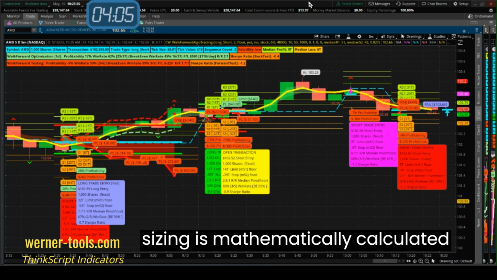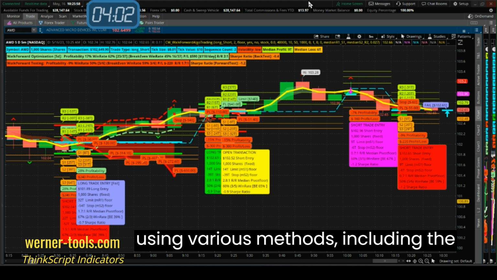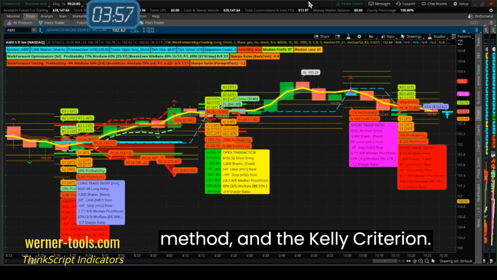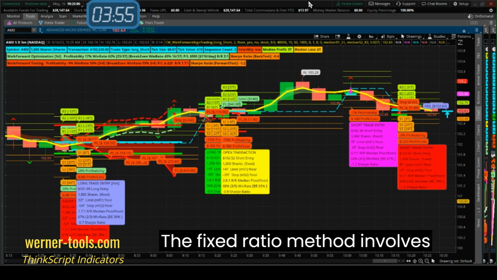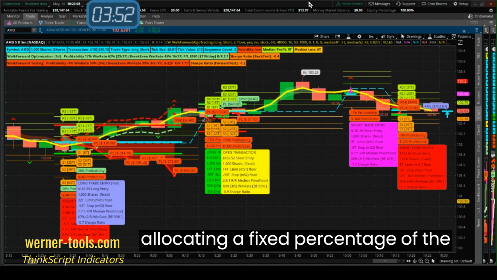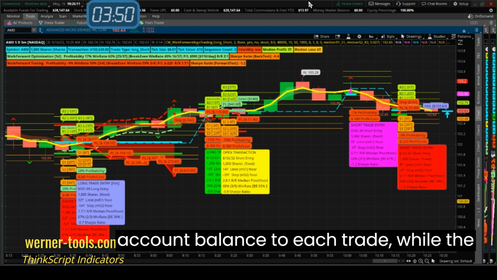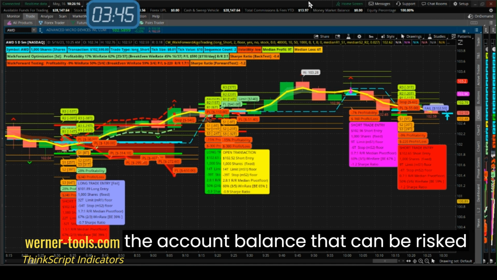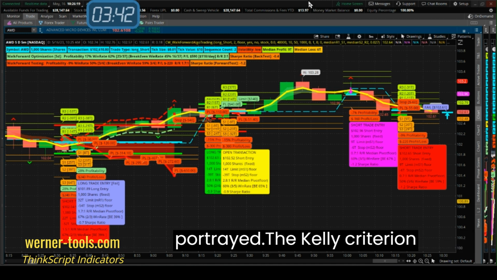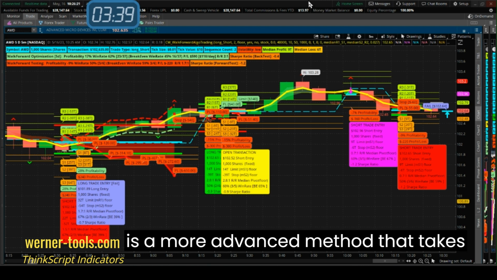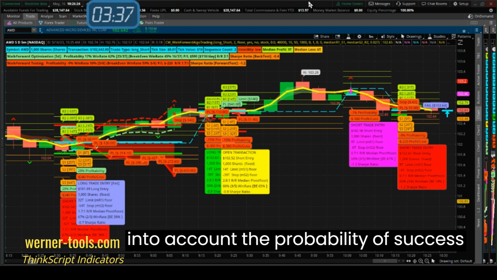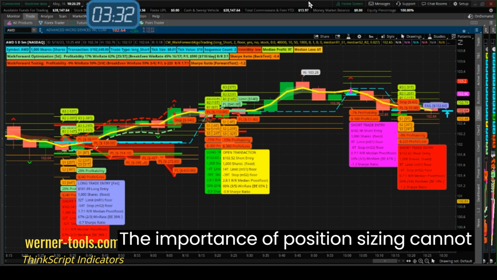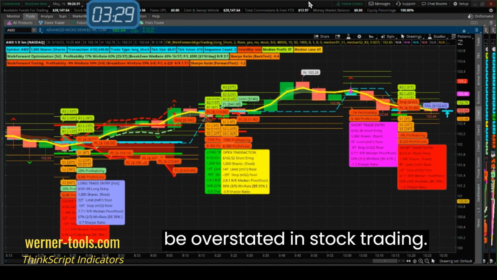Position sizing is mathematically calculated using various methods, including the fixed ratio method, percentage risk method, and the Kelly criterion. The fixed ratio method involves allocating a fixed percentage of the account balance to each trade, while the percentage risk method involves calculating the maximum percentage of the account balance that can be risked per trade. The Kelly criterion is a more advanced method that takes into account the probability of success and the potential reward of each trade.